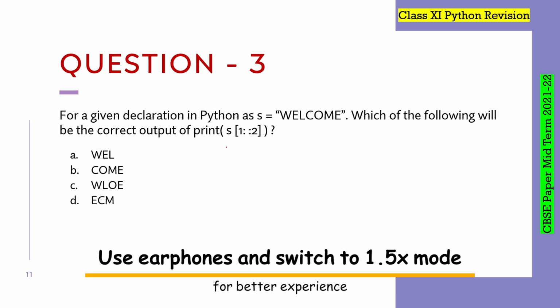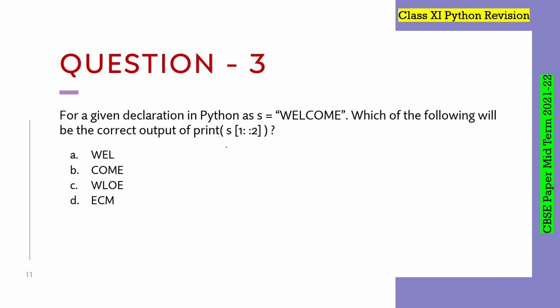So this is question number 3 from the CBSE midterm paper 2021, and this question comes under the topic Class 11th Python revision. In this particular question, a string has been given to you, whose data is "Welcome", and it has been asked that based on this slicing, what will be the output of this particular question.